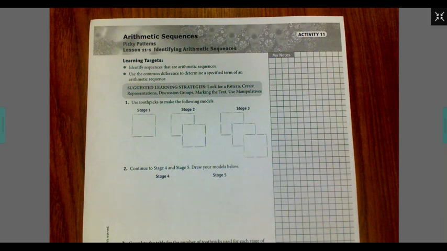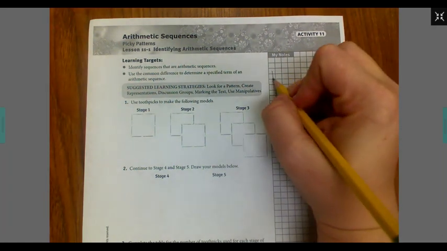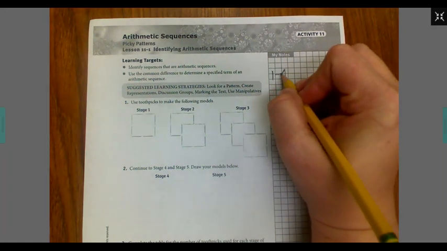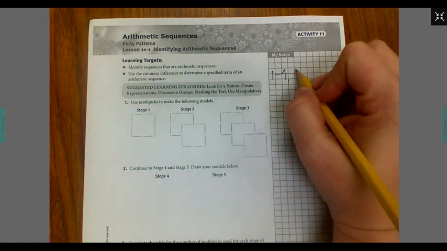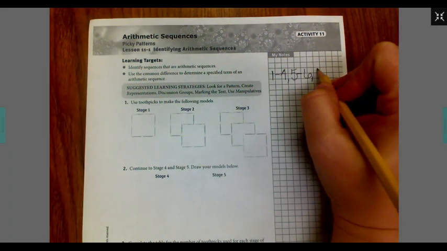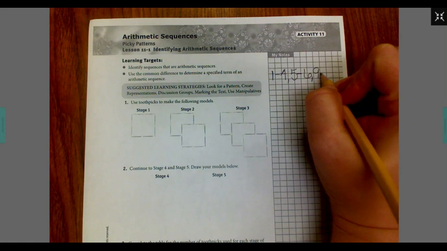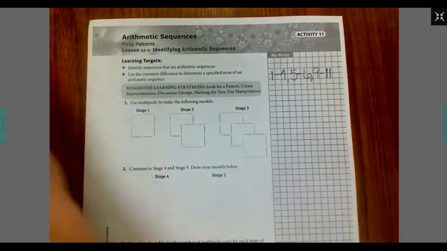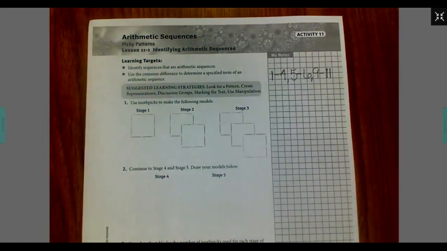Today we will be covering Lesson 11-1 on identifying arithmetic sequences. We will split this lesson into 3 separate sections: questions 1 to 4, questions 5 and 6, and then we will wrap this up with questions 9 through 11. Let's go ahead and take a look at questions 1 to 4 together.